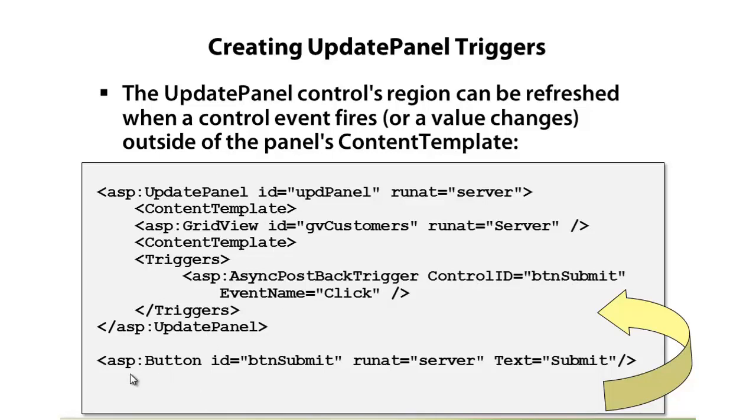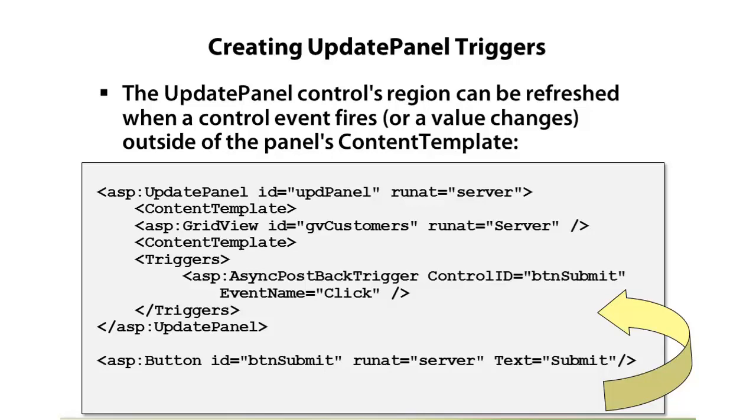So you'll notice down here outside of the update panel content template, I have button submit, standard run at server, and then we say up here on the async postback trigger, when button submit is clicked, so you have to define the event name, then we would like, in this case, the grid view to be updated with fresh data from the server. So although this control is outside of the update panel, we can still interact with it and cause it to perform an async postback for us.